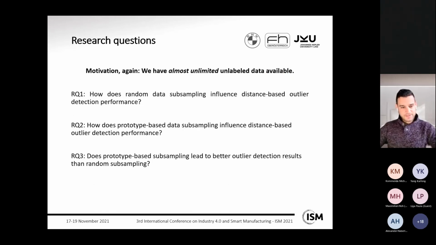So what are the concrete research questions that we wanted to ask or to answer? So let me say as motivation again from the beginning, we have almost unlimited unlabeled data available. So we have to somehow find a solution how much data should be used to train a model such that it is fast enough, but still works great. So the first research question is asking, how does random data subsampling influence our detection performance? The second research question asks, how does prototype-based data subsampling influence the detection performance? And the third research question compares the two.